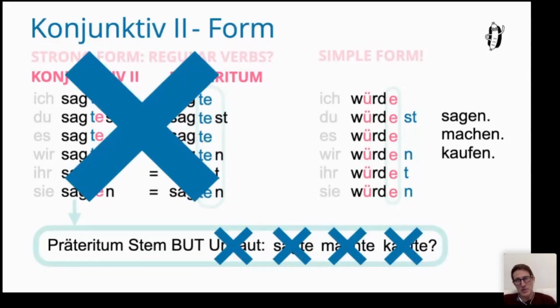So if you use the simple form, you don't have to think about Konjunktiv 1 or Konjunktiv 2. You don't have to think about is it regular or irregular. You simply use I would say, I would make, I would buy.